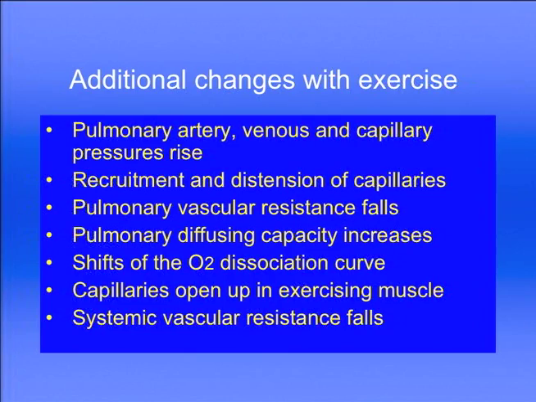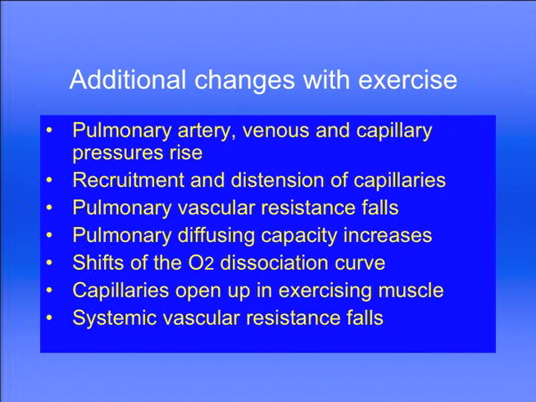I mentioned the increase in cardiac output, and that's associated with an increase in the pressures in the pulmonary circulation. The pulmonary artery pressure rises, of course, because you've got to move more blood flow through the pulmonary circulation. The pulmonary venous pressure also increases because the left ventricle needs an increased filling pressure to increase its output. That increased pressure means that the capillaries are exposed to increased pressure. There is recruitment and distension of the capillaries. Pulmonary vascular resistance falls.